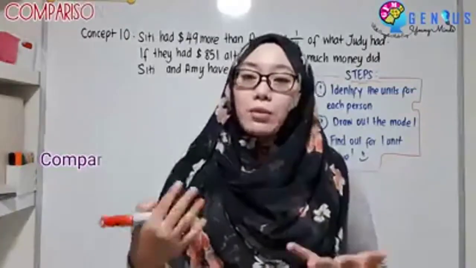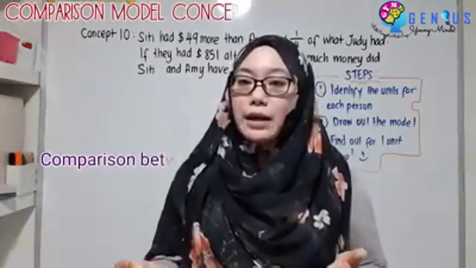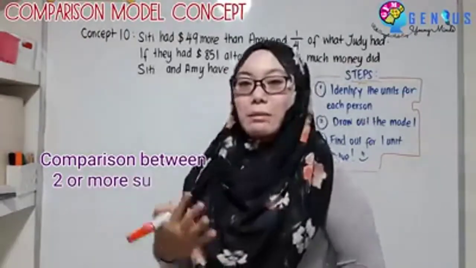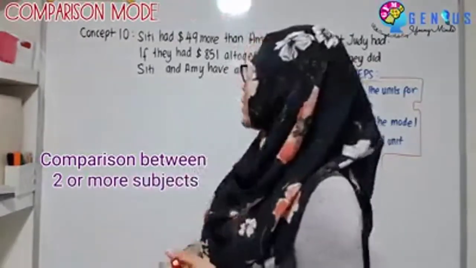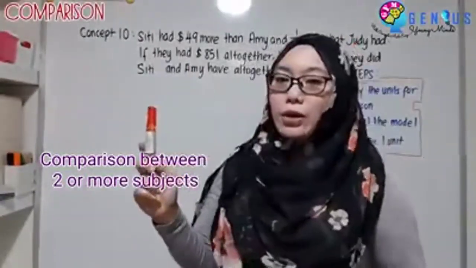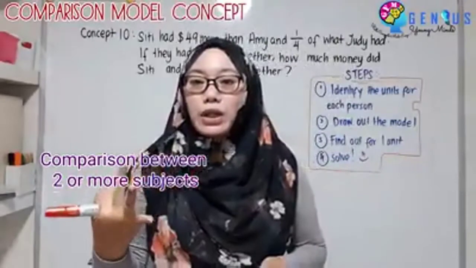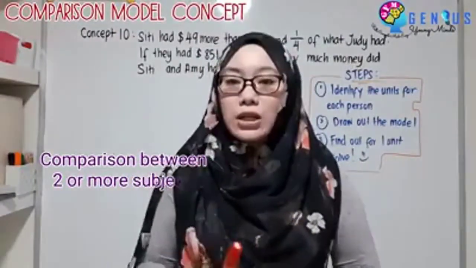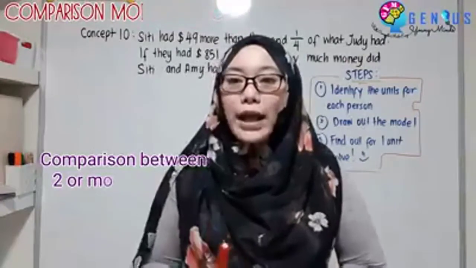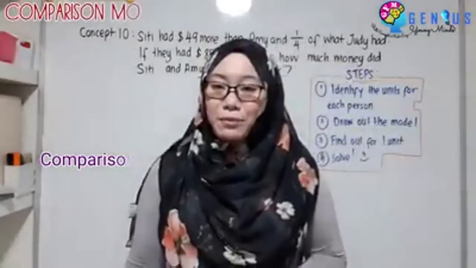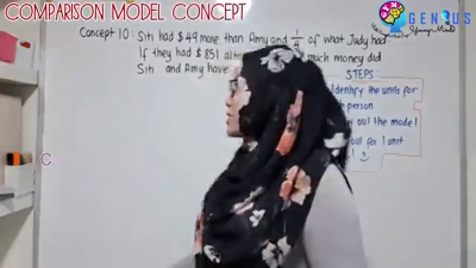For the comparison model concept, in a question you can always see a comparison between people or objects or subjects. In this question, I have Siti, Amy, and Judy. So we have 3 people in the question. I'm comparing between these 3 girls and the amount of money they have. Let's try out this question.